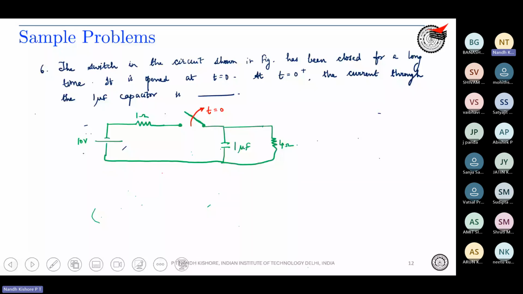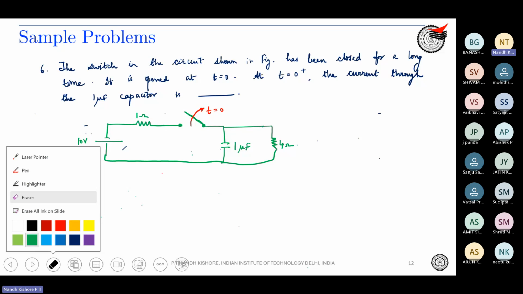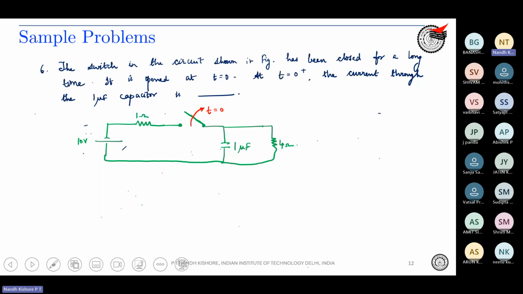So the question is that the switch has been closed for long, that is from t equal to minus infinity till 0, the switch was closed. The question is, what is the current through the 1 microfarad capacitor when the switch is opened? So let's draw the circuit when the switch was closed.